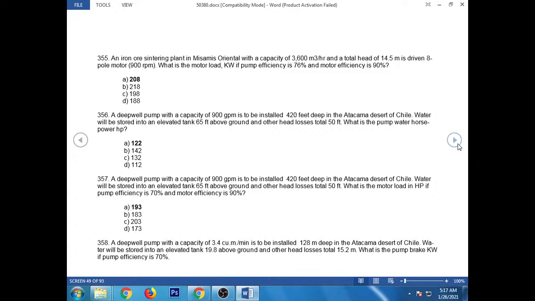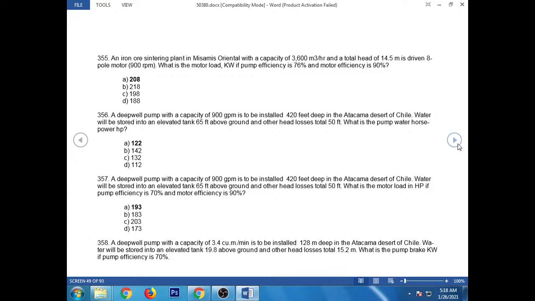An iron sintering plant in Misamis Oriental with a capacity of 3,600 m3 per hour and a total head of 14.5 meters is driven by an 8-pole motor of 900 RPM. What is the motor load in kilowatts if pump efficiency is 76% and motor efficiency is 90%? Answer: 208.